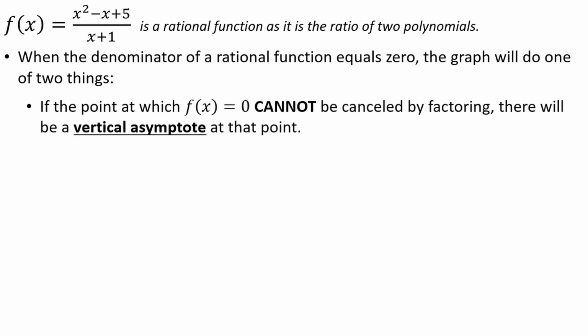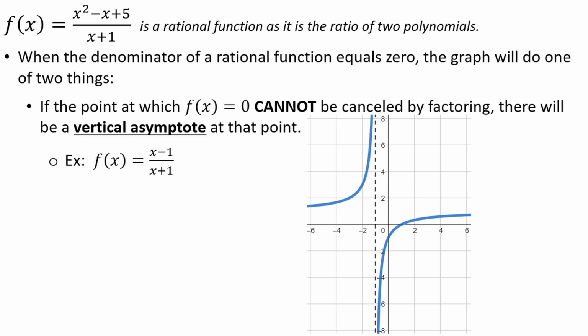If the point at which the function equals 0 cannot be cancelled by factoring, you have what is called a vertical asymptote at that point. Here is the graph of x minus 1 divided by x plus 1. The denominator cannot equal negative 1, and there is no way to cancel the factor of x plus 1 in the denominator, meaning x equals negative 1 will be a vertical asymptote. The graph will approach but never reach the vertical asymptote, which in this picture is at x is equal to negative 1. Typically, we denote asymptotes with dotted lines on the graph of a function.